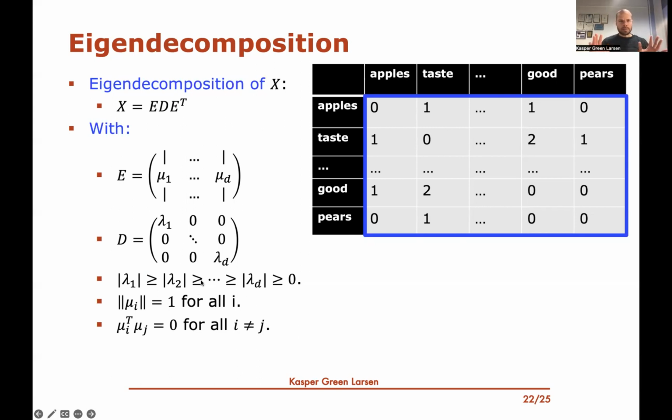Maybe just if one remembers the PCA video, there the matrix that we did an eigendecomposition of was also a PSD matrix, positive semi-definite. So there we actually had that all the eigenvalues were non-negative. Here we just order them by absolute value. The norm of all these mu i's is 1, and the inner product between them is 0. So that's what we have in this eigendecomposition that we can compute for the co-occurrence matrix.